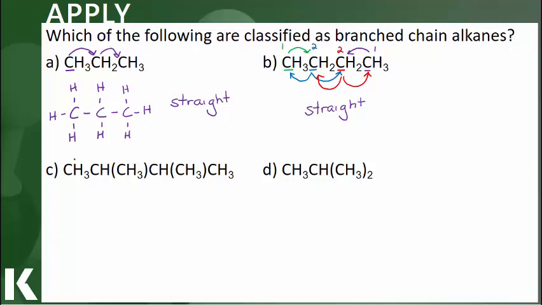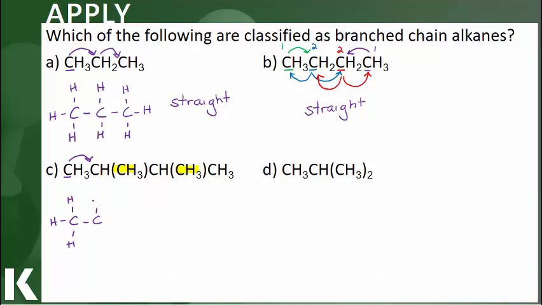Now let's take a look at C. And just at first glance, this looks a little bit different since we have these groups in parentheses. And that's something that will indicate a branch. But let's first start by drawing out that Lewis structure. So we'll start with a carbon on the far left. This carbon is attached to 3 hydrogens, and it's attached to this next carbon.